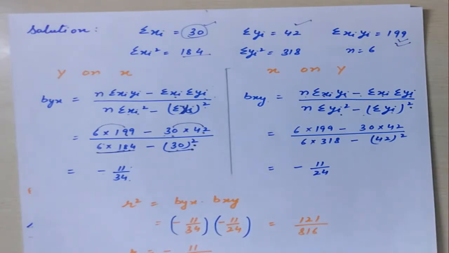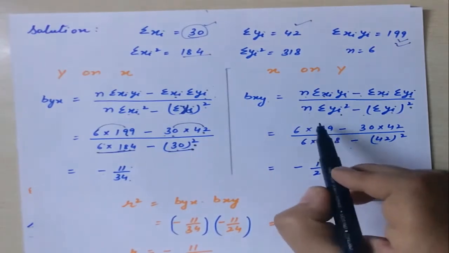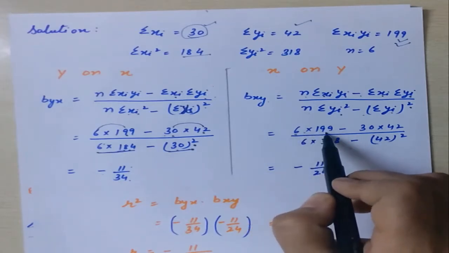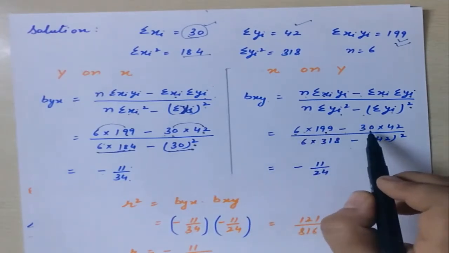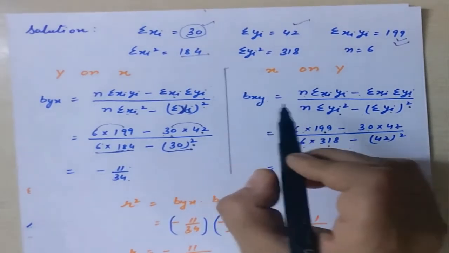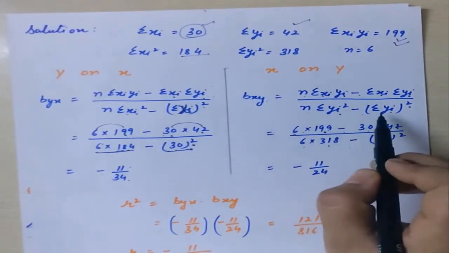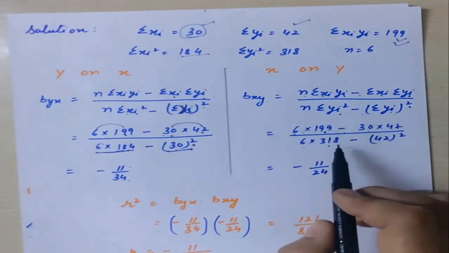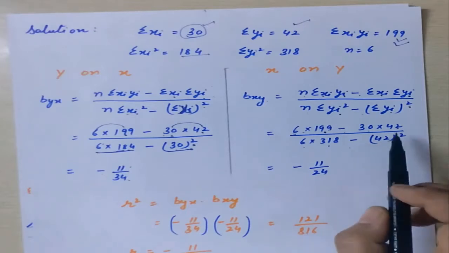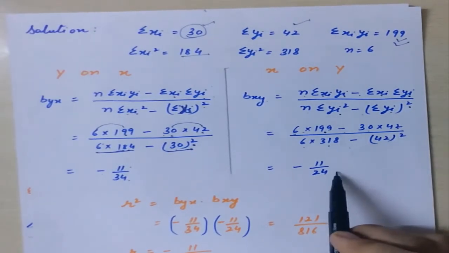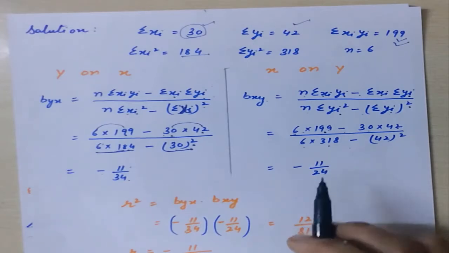Same case, we put the values here. In the numerator the same value will be there: 6 into 199 minus 30 into 42. In the denominator, because it is bxy, the y terms are there: 6 into sigma yi square, which is 318, minus sigma yi whole square, that is 42 square. It will be equal to minus 11 upon 24.